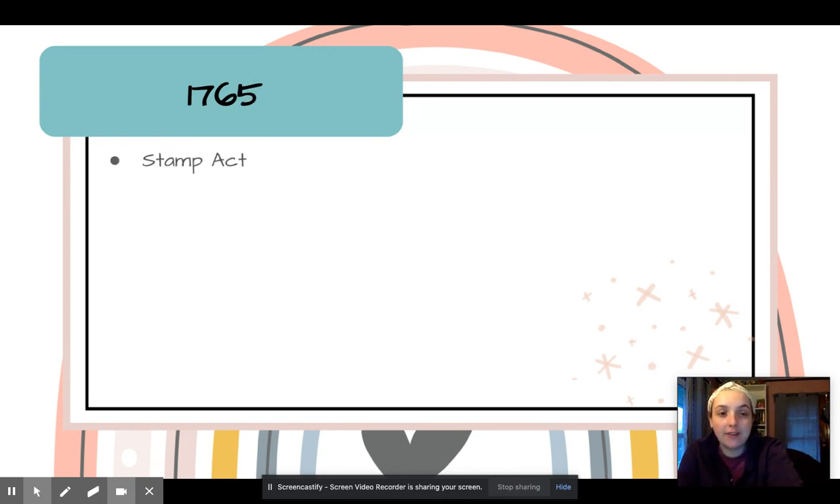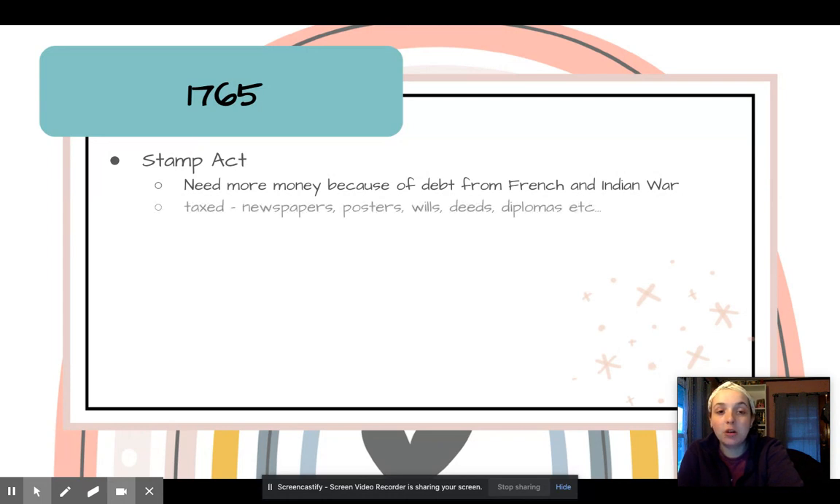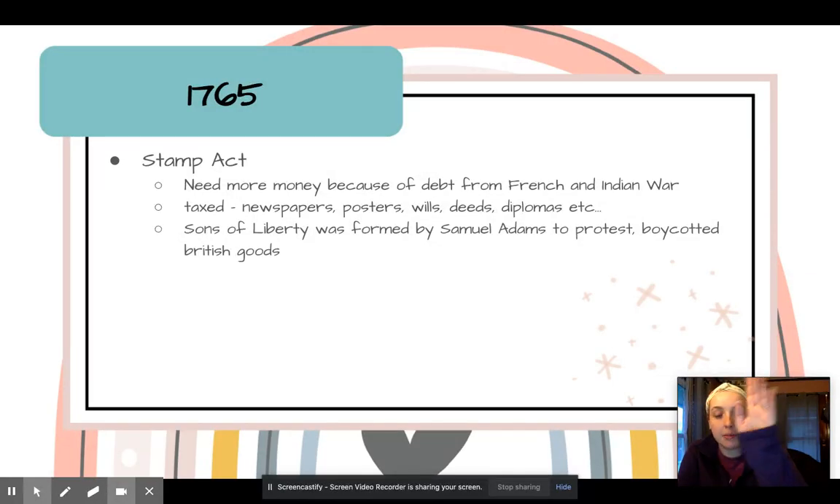In 1765, they had the Stamp Act. The British realized that they needed more money because of the debt from the French and Indian War. So this is where they started taxing anything paper. They taxed newspapers, postscripts, wills, deeds, diplomas. It needed to have a stamp on it saying that it was paid for. This is when the Sons of Liberty was formed by Samuel Adams, not the beer person. This was a protest, and what they did was they boycotted British goods. The Stamp Act was then repealed in 1776.